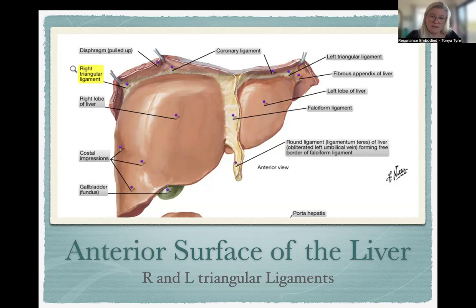And one of the things that the osteopaths really note is that the left triangular ligament can be really quite restricted after a whiplash, and also the right as well, but the left especially. And also the falciform, all of it can be stressed.